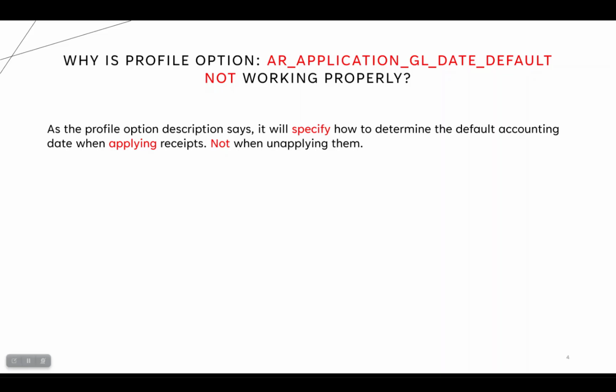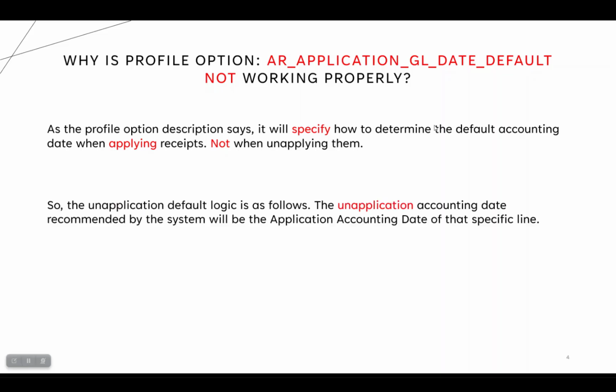First of all, the profile option description says that it specifies how to determine the default accounting date when applying receipts, not when unapplying them. So this profile option, from its name, is only for applying AR receipts to AR transactions. For unapplying it will not work, because this profile option is only for applying transactions.